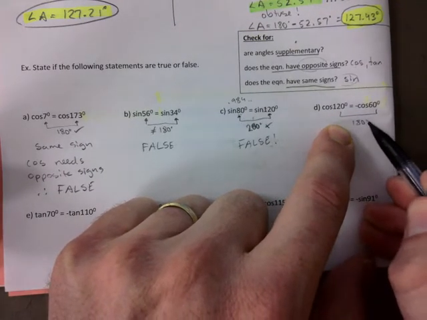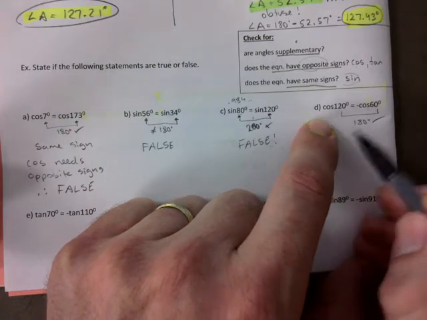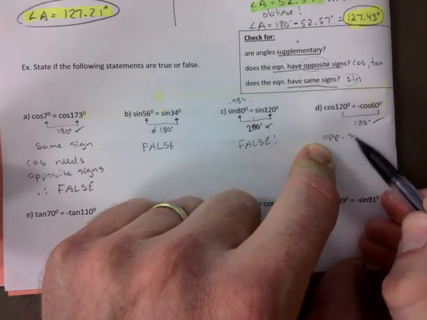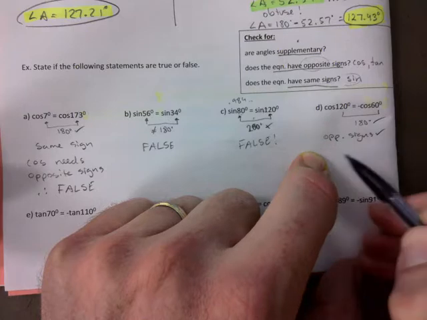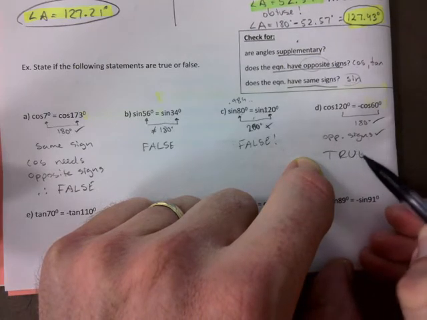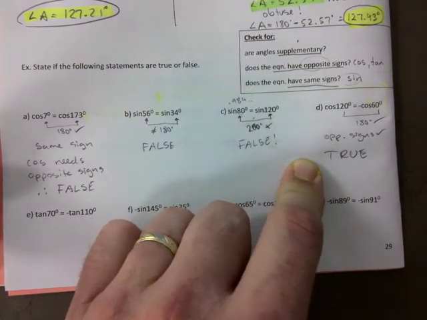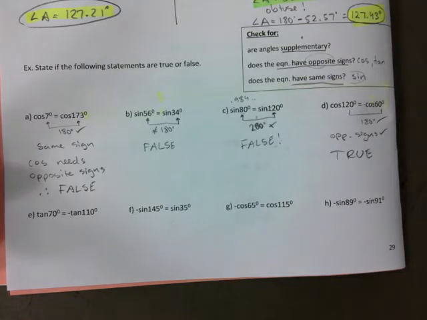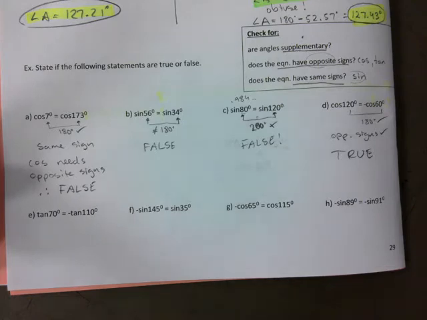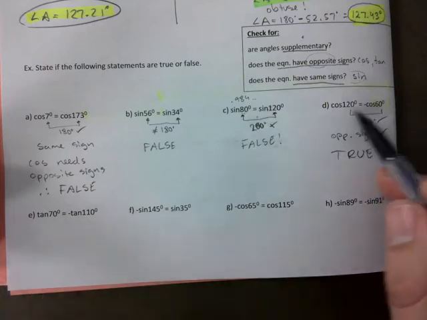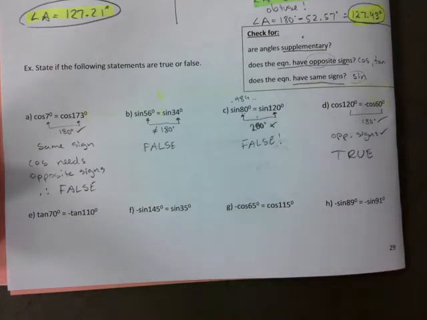180, check, right? Opposite signs, which is what we want, check. This is true. And if you type in cosine of 120, you would get a negative value. If you type in cosine of 60, it's actually positive, but the negative in front of it makes it negative, right? So this would actually be true. Both sides would be equal to each other.